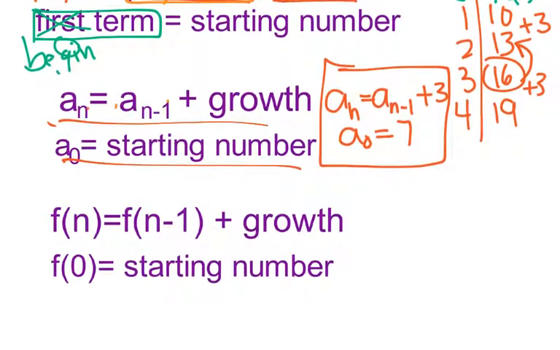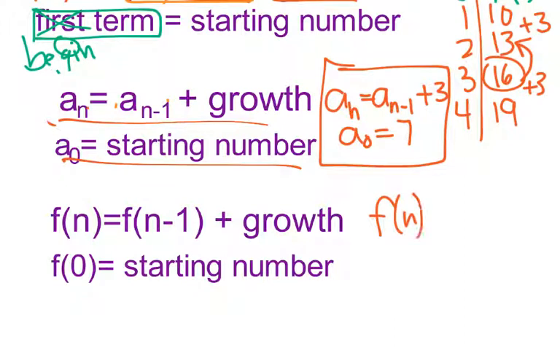Now another way we can talk about it is using function notation, and it's pretty much the same thing. f of n instead of a sub n, and instead of a sub n minus 1, f of n minus 1, but we still put on the growth.